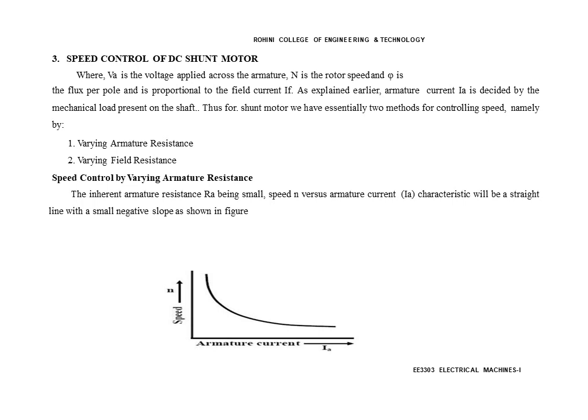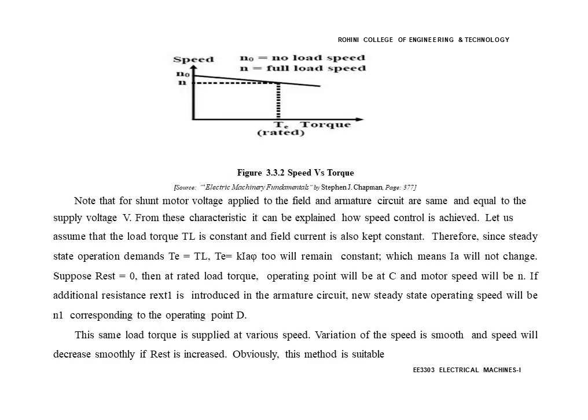Here the graph shows the speed versus armature current. If the armature current increases, the speed decreases. So in the end, with the armature resistance Ra being small, the speed versus armature current characteristic will be a straight line with a small slope.